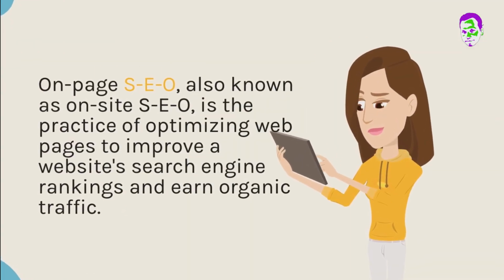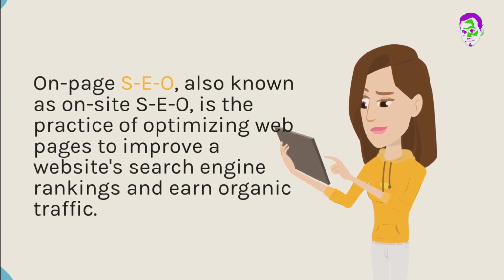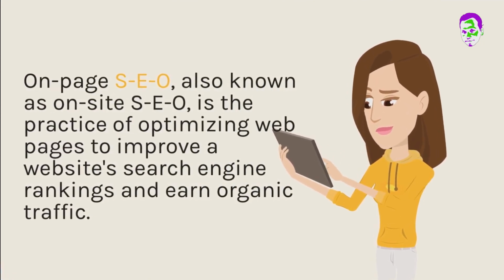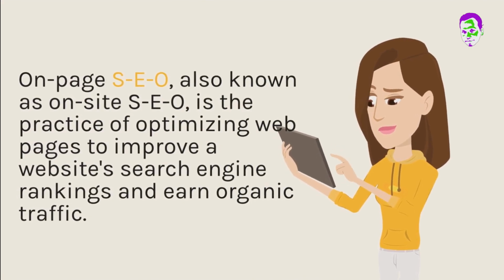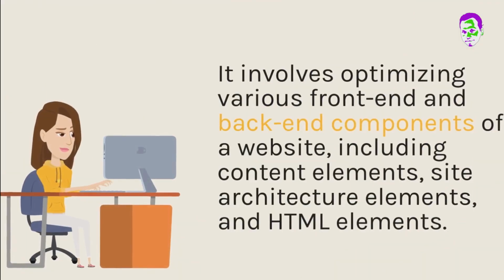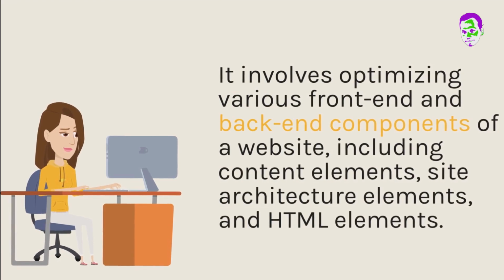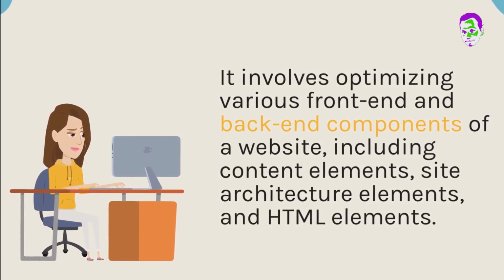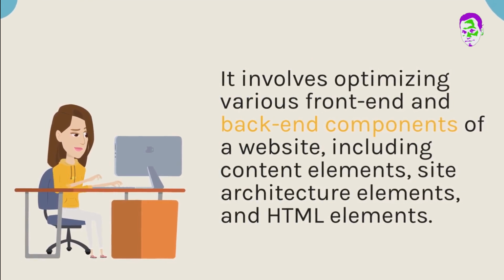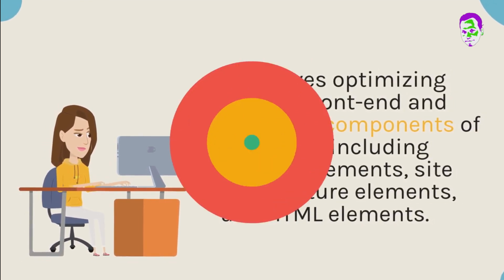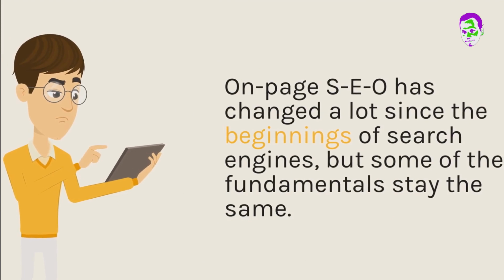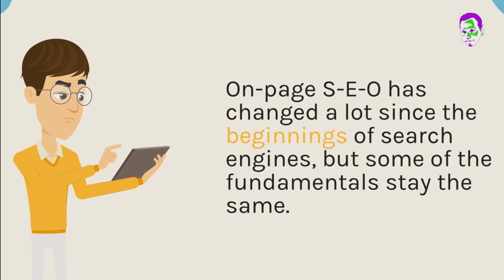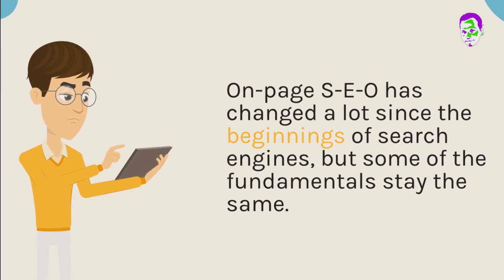On-Page SEO, also known as on-site SEO, is the practice of optimizing web pages to improve a website's search engine rankings and earn organic traffic. It involves optimizing various front-end and back-end components of a website, including content elements, site architecture elements, and HTML elements. On-page SEO has changed a lot since the beginnings of search engines, but some of the fundamentals stay the same.